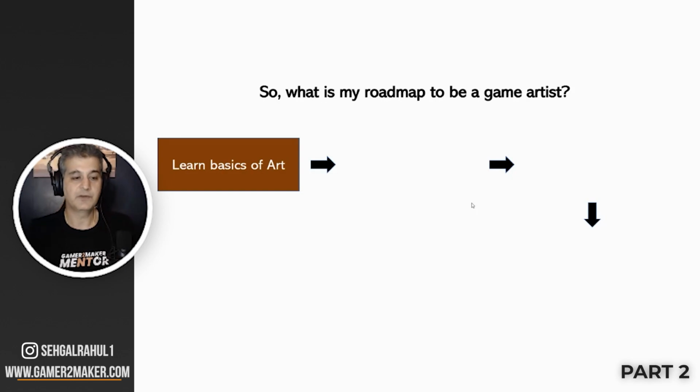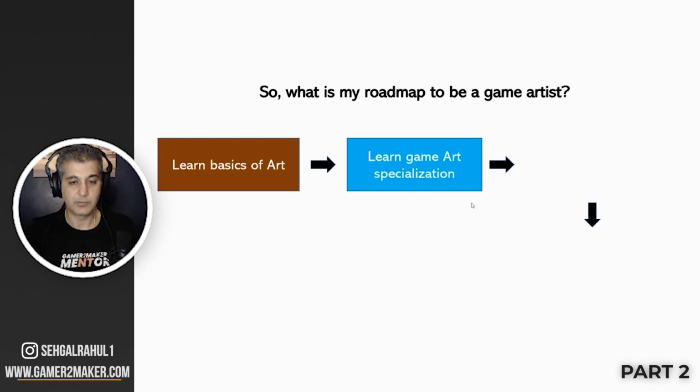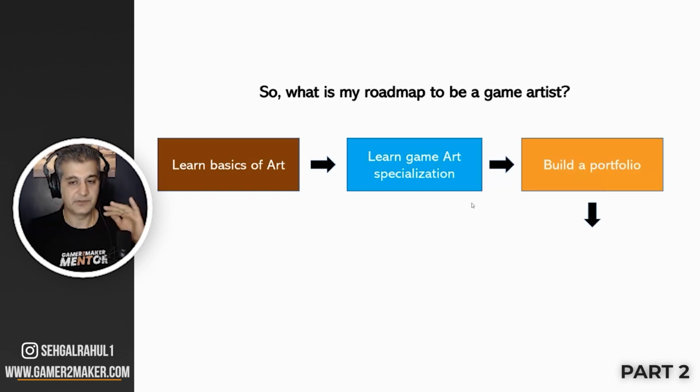Now, for example, if you finished your BCA or your BTech or whatever, and you want to be a game artist, it's really hard to go back and do a BFA altogether, right? So that's a problem. After you've learned the basics of art, you need to learn game art specialization, whatever it is: 2D art, 3D art, modeling, rigging, animation, concept art, production art. Once you've learned the basics, you have to learn the specialization of your game art.